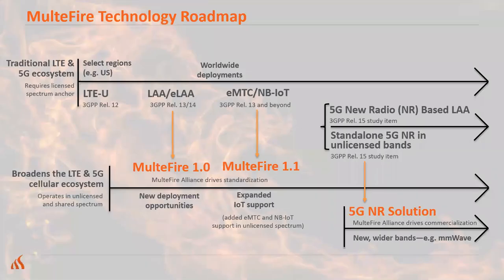Next slide. Now, I want to highlight the roadmap slide here, what we've been doing within the Alliance for the past 3 years. So as I mentioned already, MulteFire release 1.0 is already available in 2017. And that basically leverages 3GPP release 13 and 14 when it comes to LAA and eLAA. However, it was made targeting the markets without the necessity of a licensed anchor.